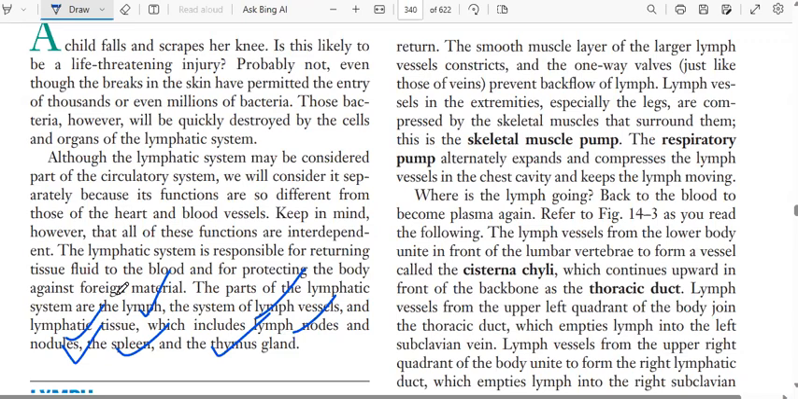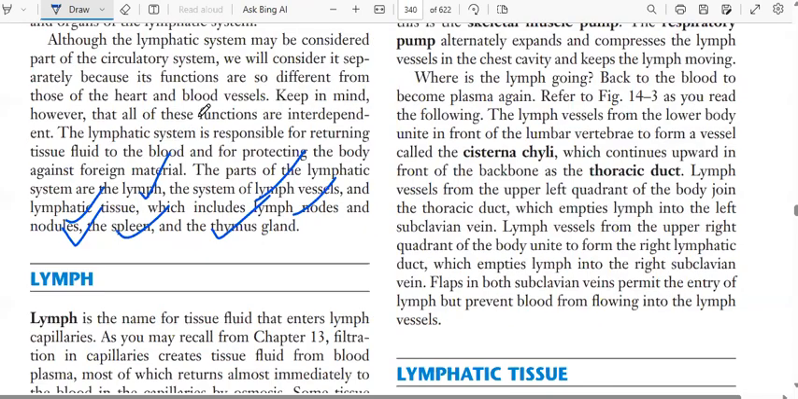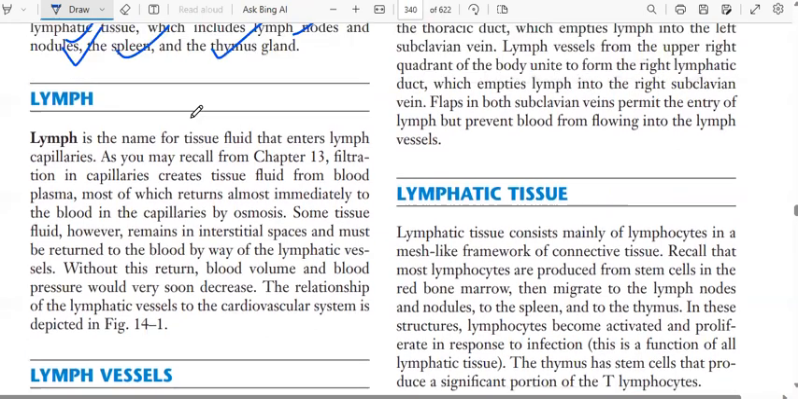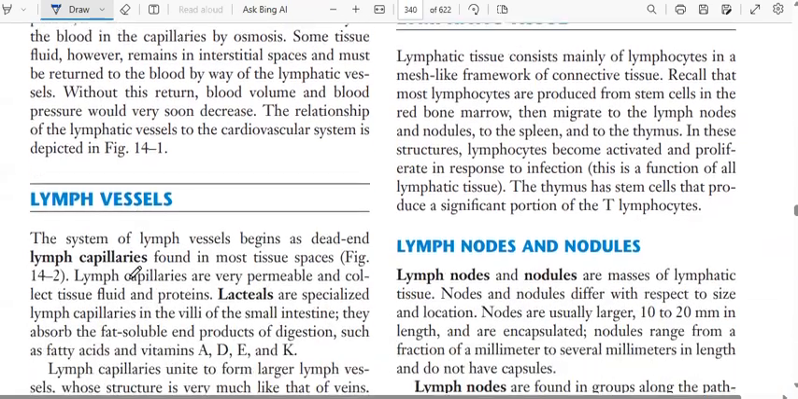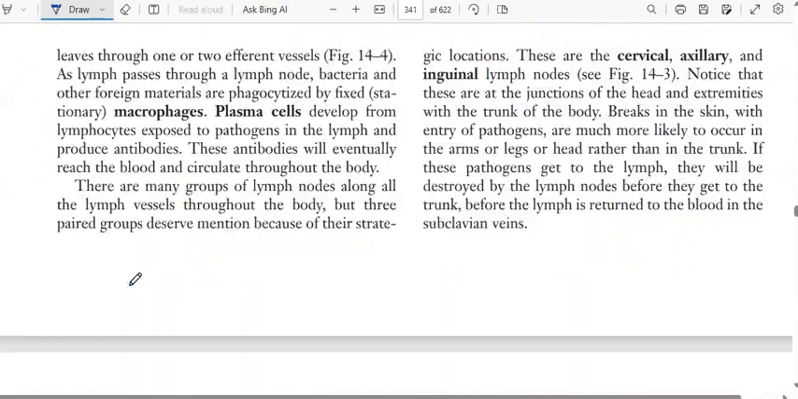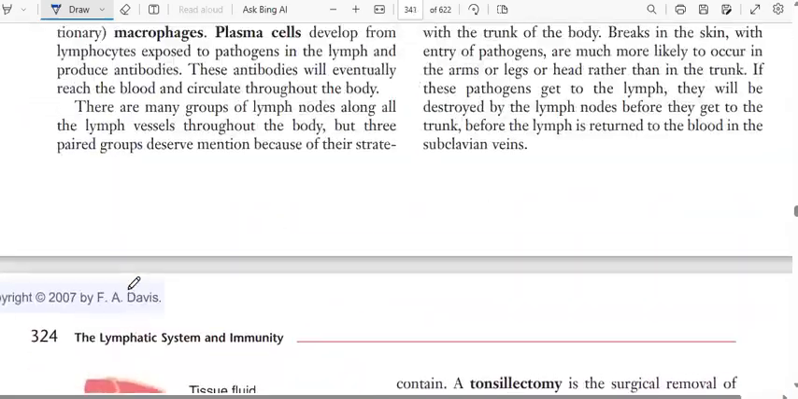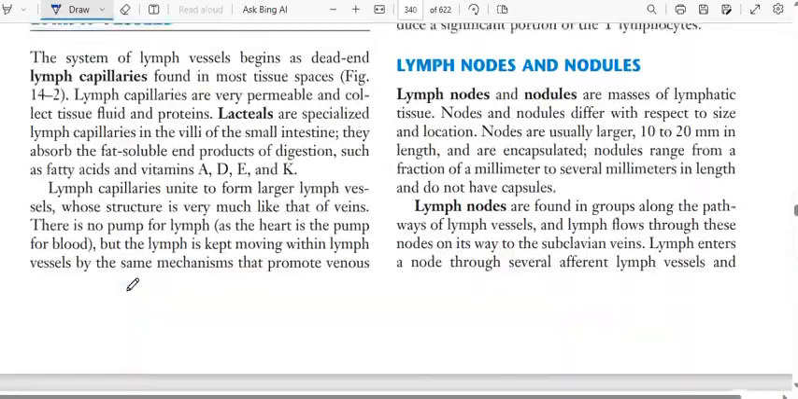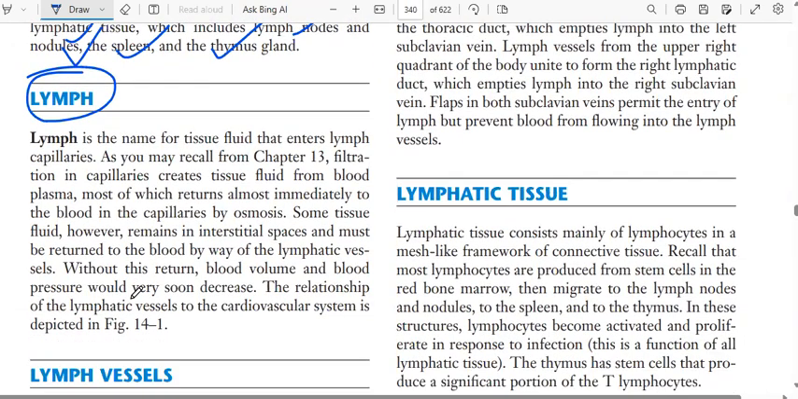What are the lymph tissues? We have spleen, thymus, and nodes and nodules. All those things we will discuss one by one. First, we will discuss lymph. Everything will be clear gradually. We cannot understand everything about lymph right here, but whenever we complete these topics, we will easily understand all the information about the lymphatic system. Understood? So here we have lymph.